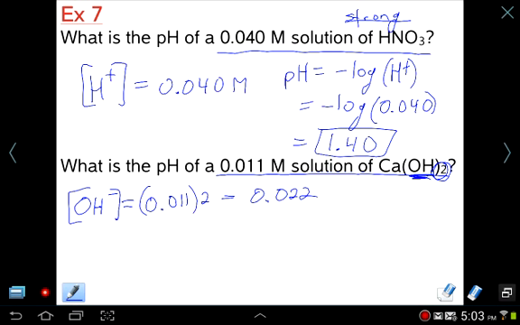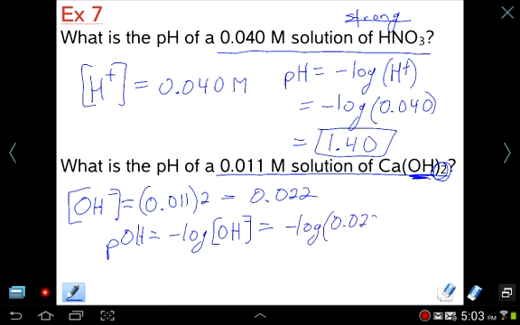Now, in order to get the pH of a basic solution, there are a few things we can do. I would suggest first getting the pOH. pOH, recall, is defined really the same way as pH, except it's the negative log of the hydroxide ion concentration. So in this case, we've got negative log of 0.022, which gives us, go ahead and plug this into your calculator, 1.66.